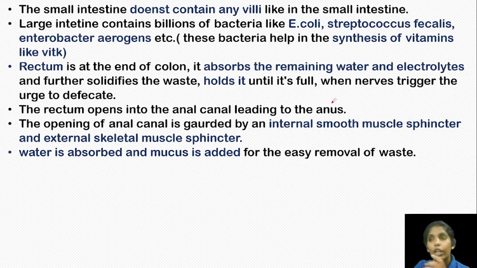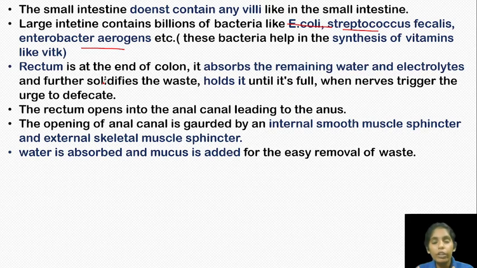And the large intestine accommodates a number of useful bacteria like E. coli, Streptococcus faecalis, and Enterobacter aerogenes. These bacteria are useful for the human body and help in the synthesis of vitamin K, and this vitamin K is in turn used in the synthesis of blood clotting factors. So vitamin K is useful for blood coagulation. As the food solidifies in the large intestine, it enters the rectum.